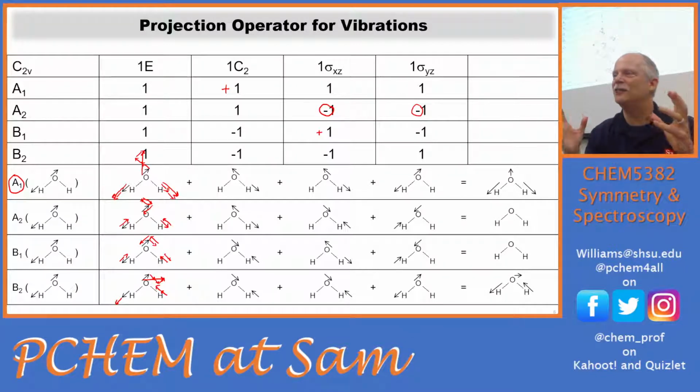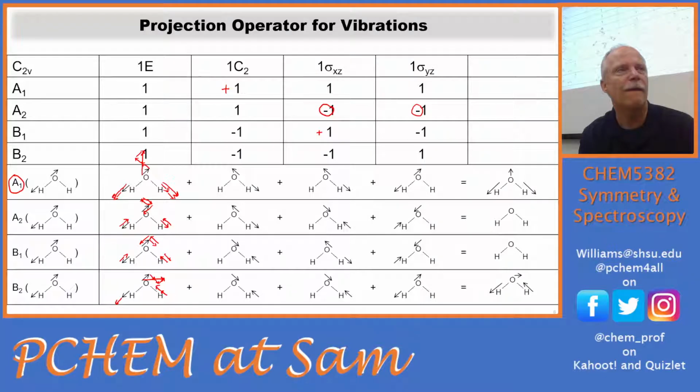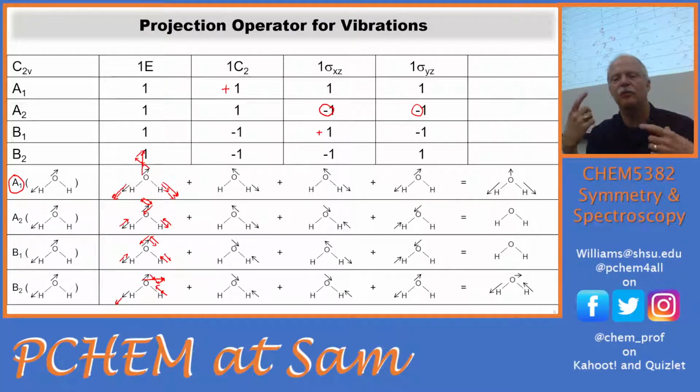So these are both stretches. We started with a stretch. We end up with a stretch motion, not the angle bend. Okay. So these are both stretching motions. The A1 stretch is the symmetric stretch. The B2 stretch, where one is stretching while the other is compressing, that's the asymmetric stretch. And it has a B2 symmetry.